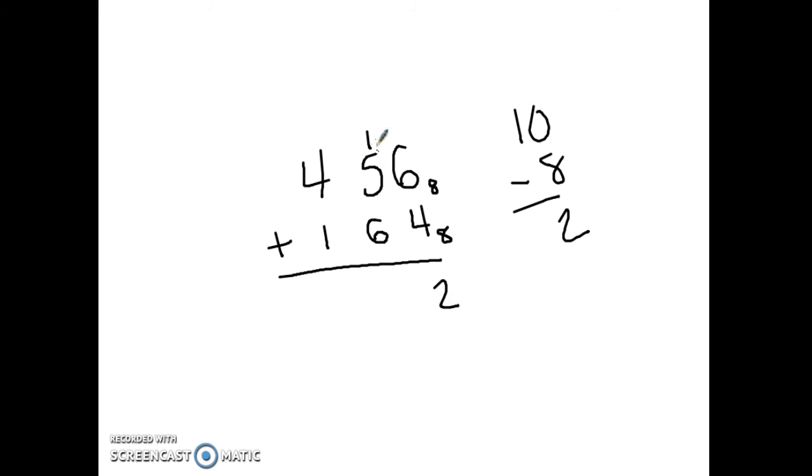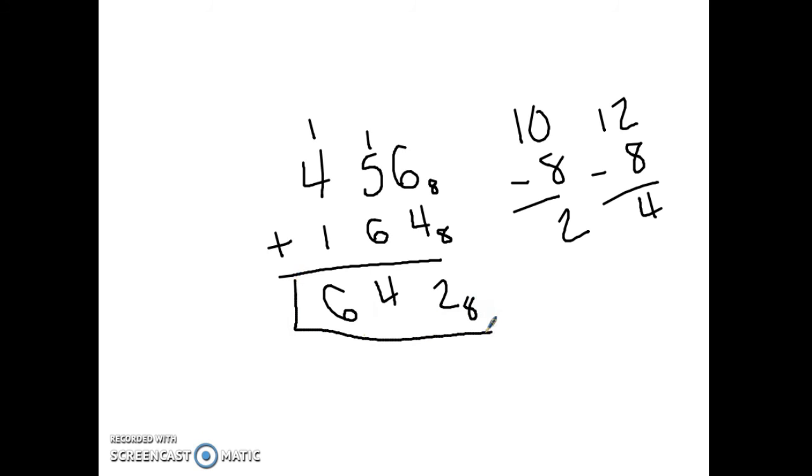Let's continue. So 1 plus 5 equals 6, 6 plus 6 equals 12. So 12 minus 8 is equal to 4. So we put the 8 up here and the 4 down here. Now we have 1 plus 4 equals 5, and 5 plus 1 equals 6. So you have 642 base 8 is our answer for this. Pretty simple, not too complex, as long as you remember that 8 is the base.